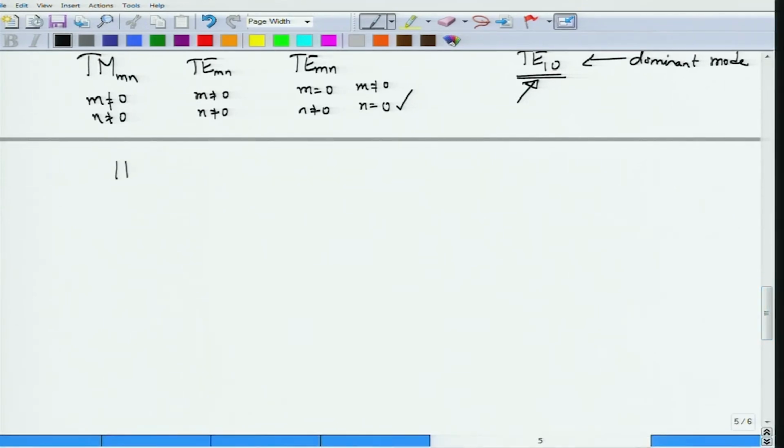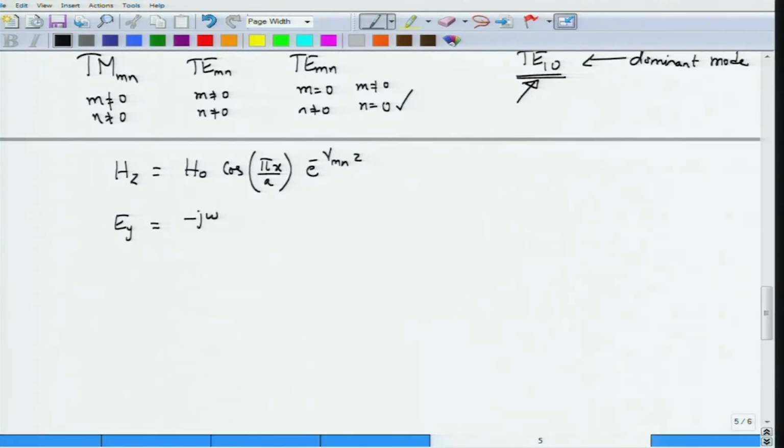For the TE10 case, the Hz component will be some constant H0 cos(pi x by a), right. All the dependence on y is gone. There would be e to the power minus gamma_mn z, that can be written as a common factor. If you go to Ex, you will see that Ex will be equal to 0 because that would correspond to the differential of Hz with respect to y, whereas you will have an Ey component that is non-zero.